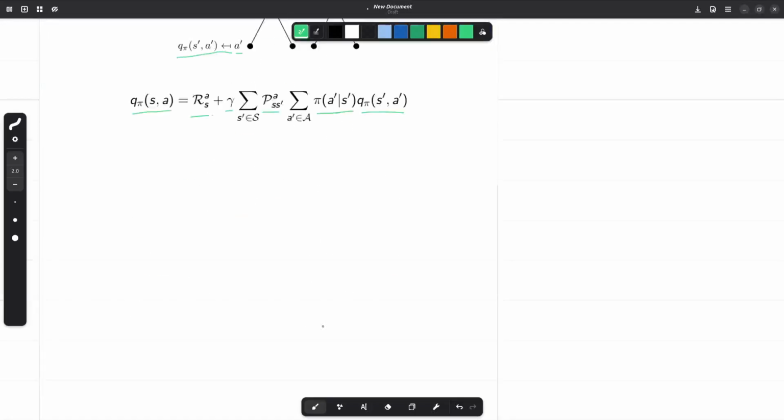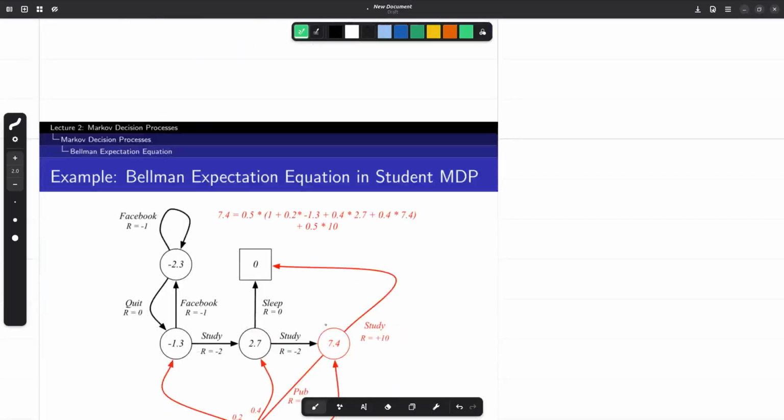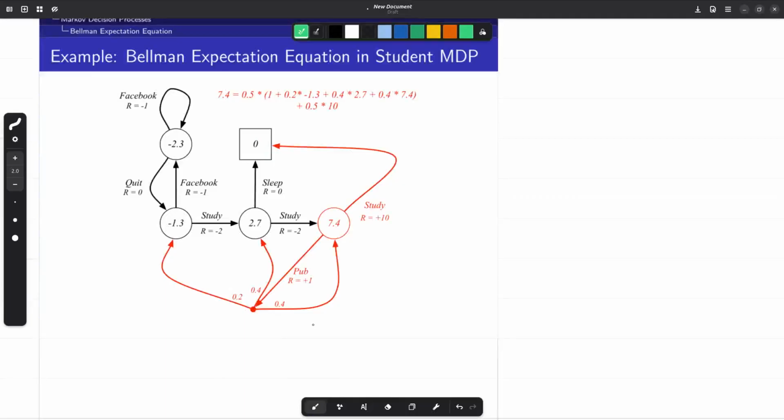I'm going to show you these formulas in this slide. How can we use it? So I want to find the value of the next state. Let's say that I don't have this value, 7.4, and I want to calculate it. The way that I calculate it is that I have to consider the probability of choosing the next action.